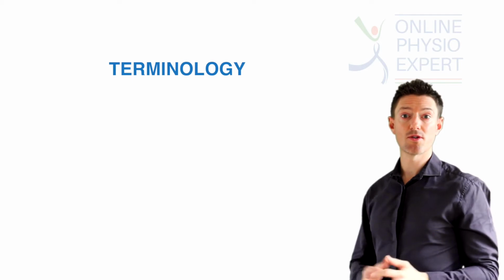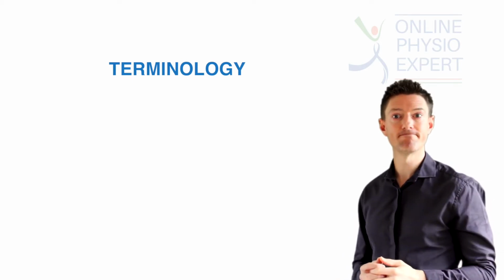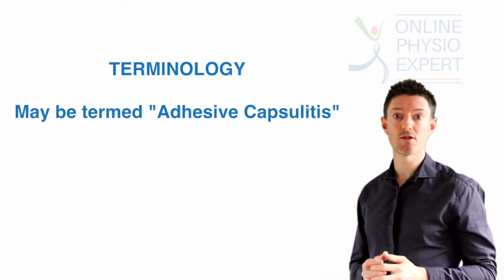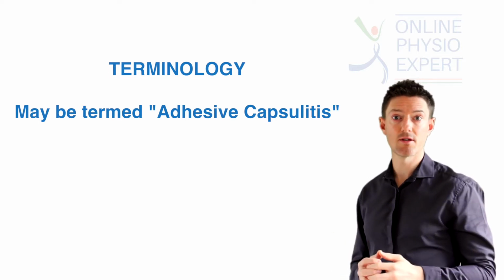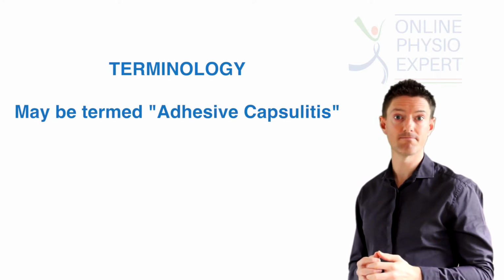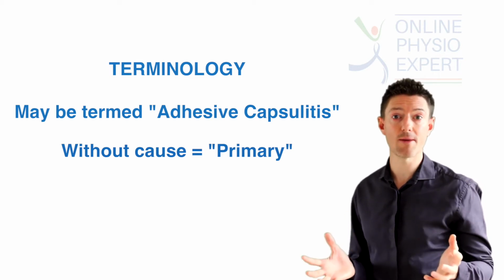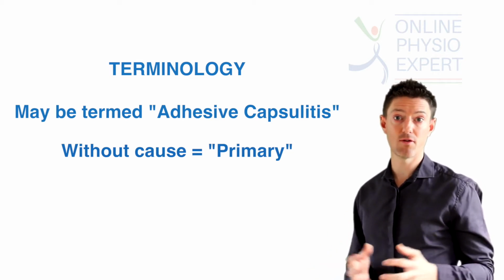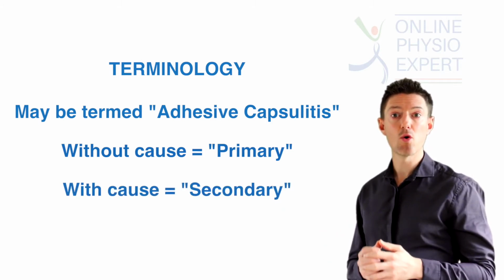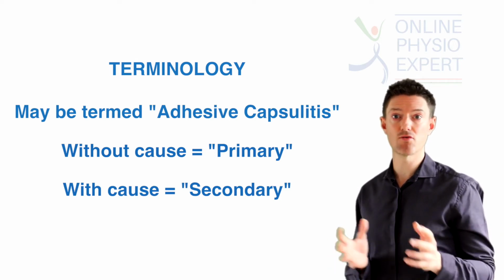Now, the first thing to understand is some terminology that may be confusing without explanation. Some clinicians may refer to a frozen shoulder as a capsulitis or an adhesive capsulitis. So if you've heard these terms, it essentially means the same thing, a frozen shoulder. Many clinicians will also distinguish whether a frozen shoulder or a capsulitis has come on without a definite cause, which they will term a primary or idiopathic frozen shoulder, or after a known injury or surgery to the shoulder, which they will term a secondary frozen shoulder.